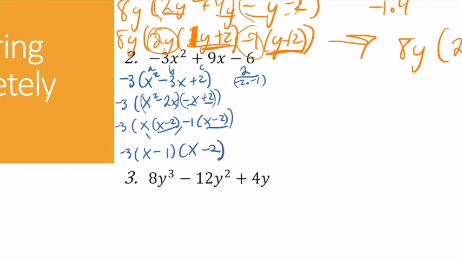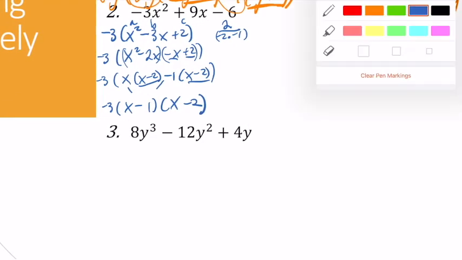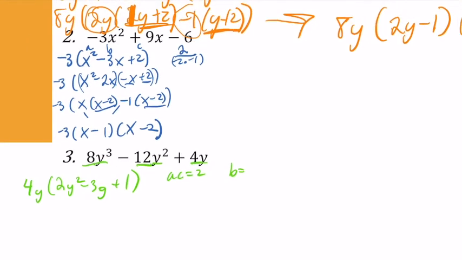Our last example, I have 8y cubed minus 12y squared plus 4y. I look for the greatest common factor of my coefficients, that's going to be a 4. The greatest common factor of my variables, that's going to be a y. So I have pulled out a factor of 4y, that gives me 2y squared minus 3y plus 1. So I say, okay, what are some factors of AC, which is 2, that add up to B, which is negative 3?